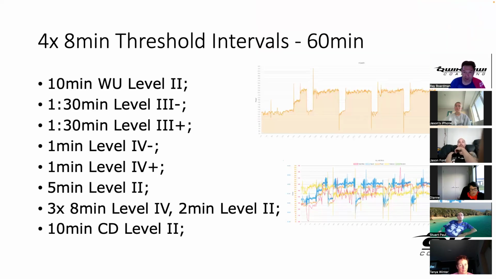So here is a workout. I think this is one of yours, Stu. 4 by 8 minute threshold intervals. We're starting off with a 10-minute warm up at level 2, then a minute and a half at level 3 minus, a minute and a half at level 3 plus, a minute at level 4 minus, and then the last minute here at level 4 plus. 5 minutes at level 2, and then we're into these intervals.